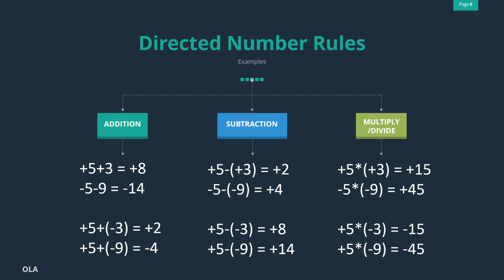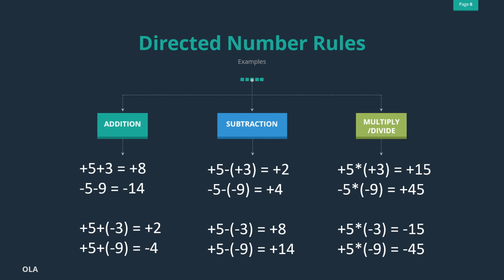Subtraction examples. When we subtract plus 3 from plus 5, we change the sign of 3 and perform addition, hence we get plus 2. When we subtract minus 9 from minus 5, we change the sign of 9 and perform addition, and we get plus 4. To subtract minus 3 from plus 5, change the sign of 3 and add them, we get plus 8. To subtract minus 9 from plus 5, change the sign of 9 and perform addition, we get plus 14.